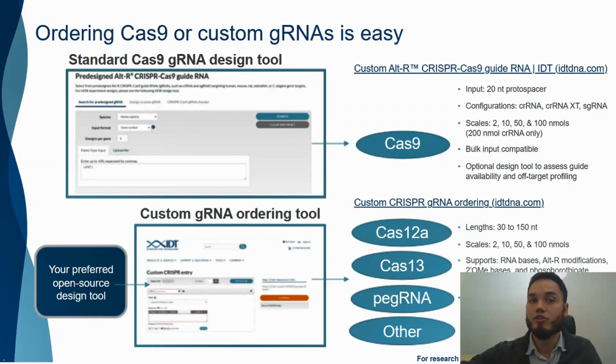All you really need to do is have means to design the sequence, which can be done through several specialized open source tools. And it should be noted, we can synthesize guide RNAs longer than our standard 150 nucleotides. However, these are evaluated on a custom ordering process to make sure that the synthesized product can be held to IDT quality standards.